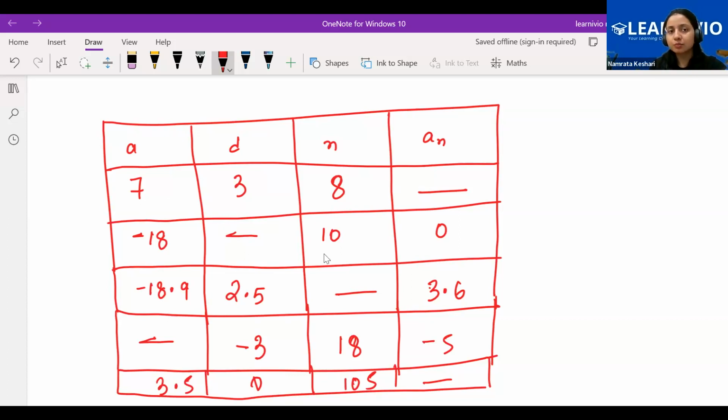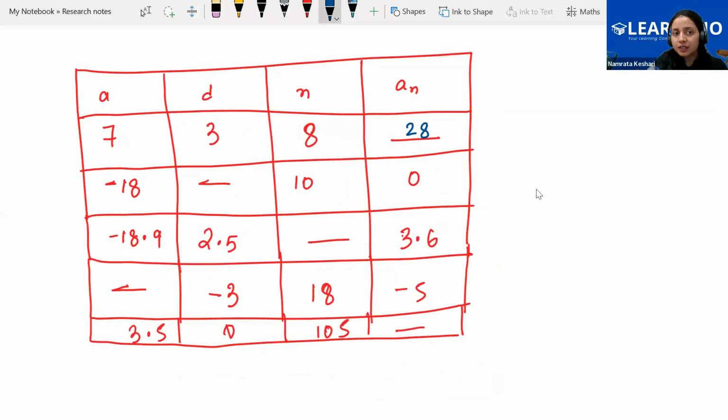Okay, Maha, you have already found the first one, and you said the first one is 28. Okay, let's check it. Let me show you also how to find the missing term. So here you can see four columns we are having: A, D, N, AN.